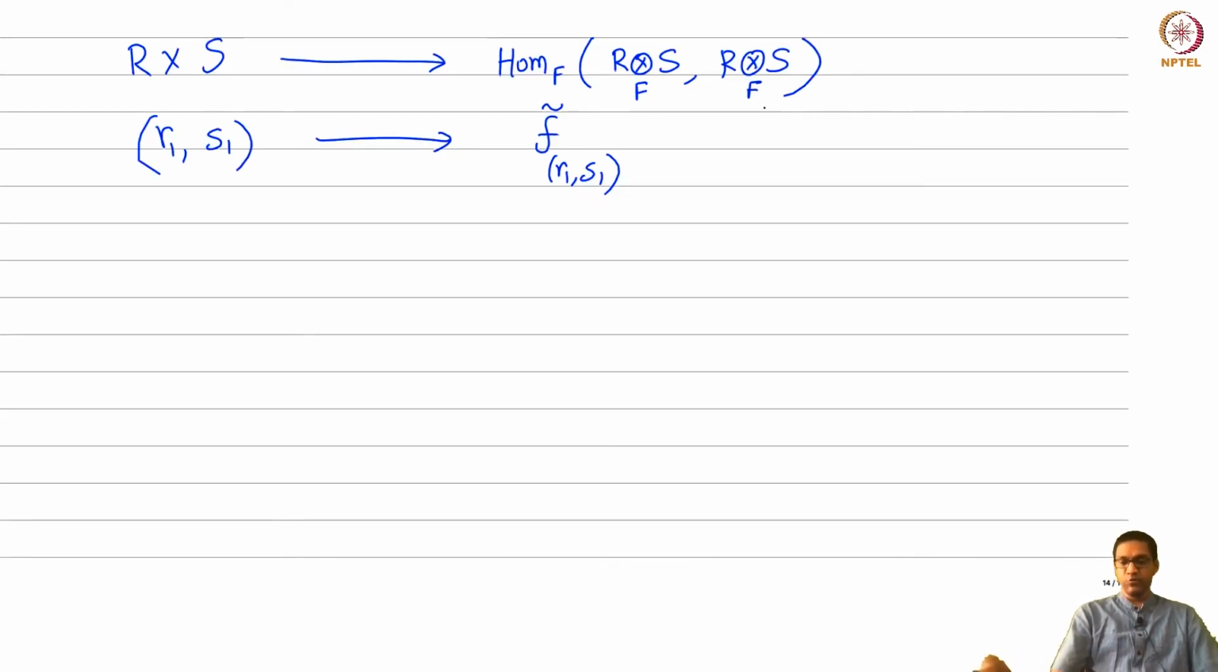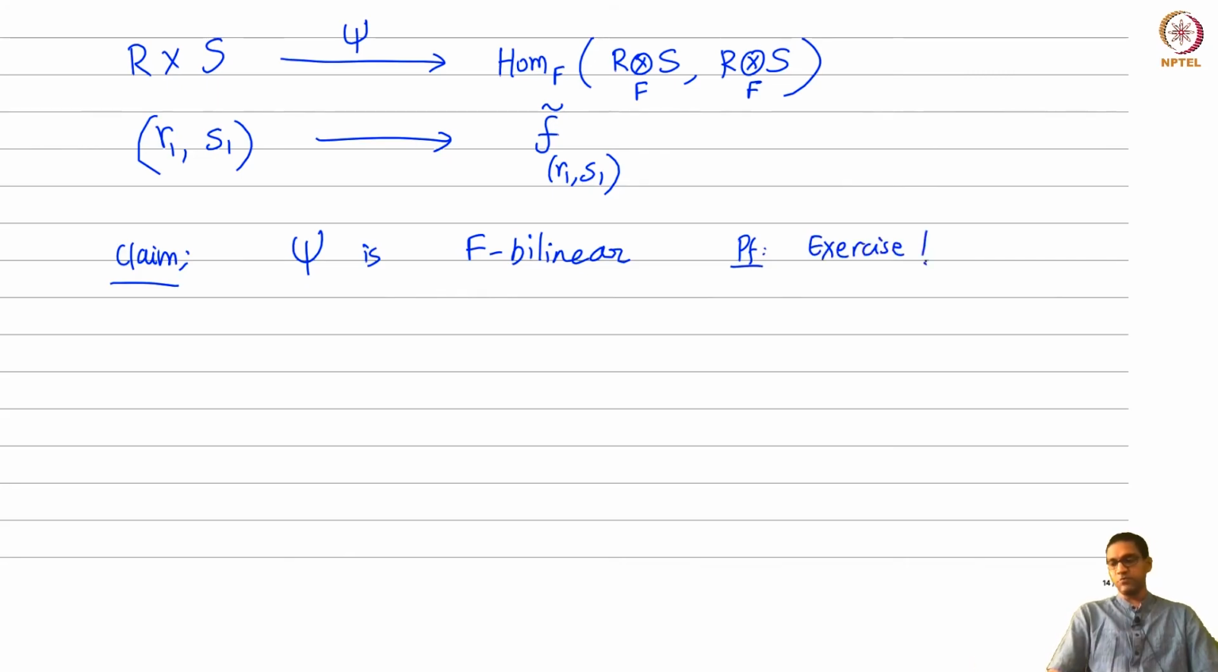So now you get a new map, let's call it psi. Now claim again, psi is also F bilinear, which means when I change R1 and S1, I should see how F tilde R1 S1 changes. Again, proof exercise: check bilinearity. It's just a question of plugging in the definitions. Now again, by the universal property, there exists a unique psi tilde. This is now an F linear map.